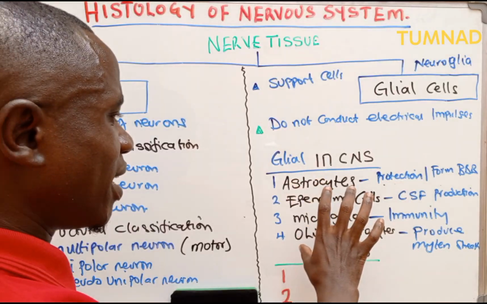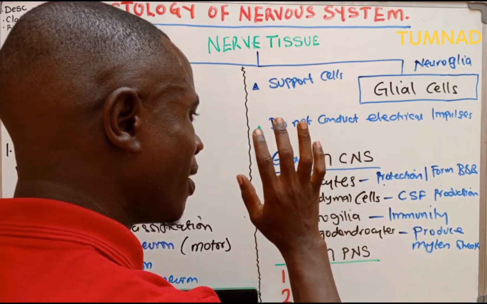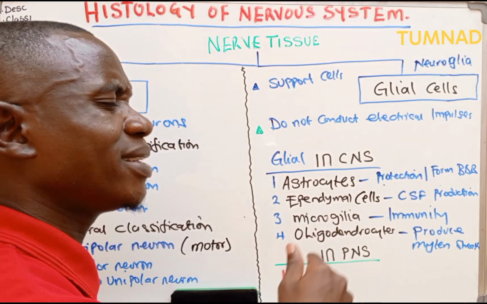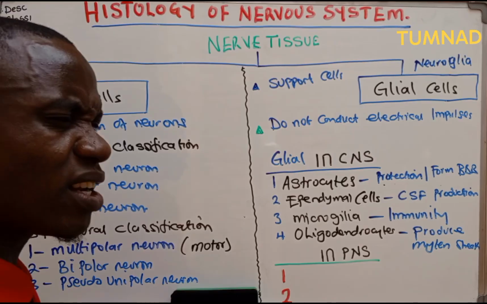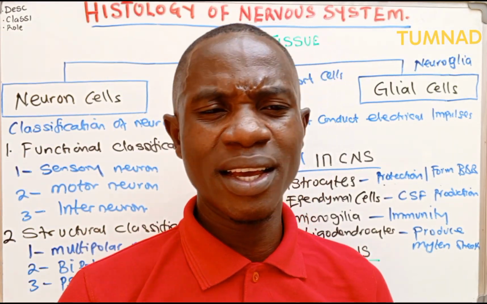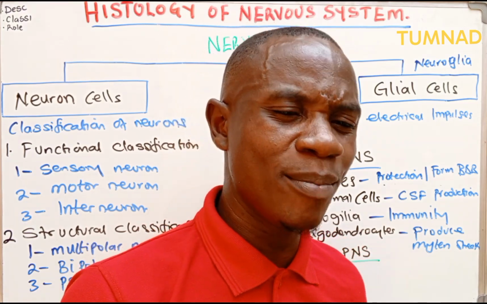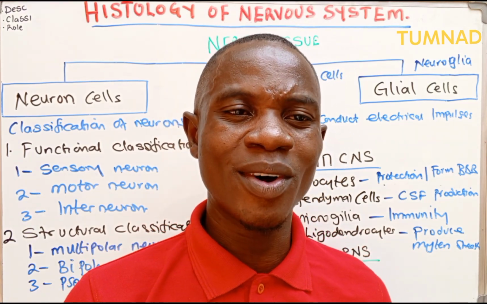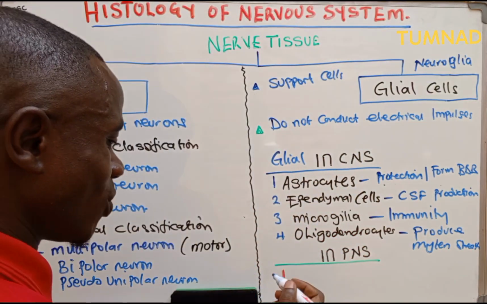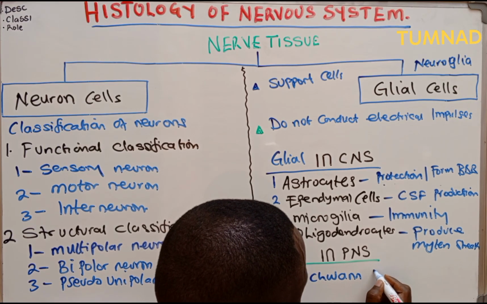So now we have seen that these glial cells play a role of support in the central nervous system. Let's quickly look at some of those cells that reside in the peripheral nervous system. We have a cell that produces the myelin sheath only in the peripheral nervous system. How do we call that cell? It has a very beautiful name, and that name is the Schwann cell. Repeat, Schwann cell.